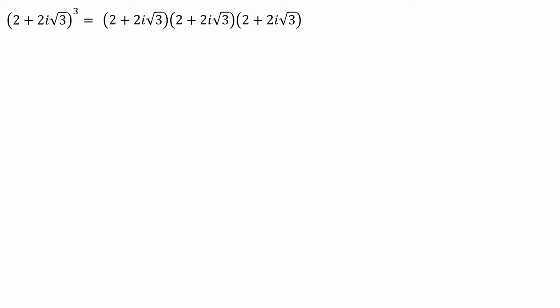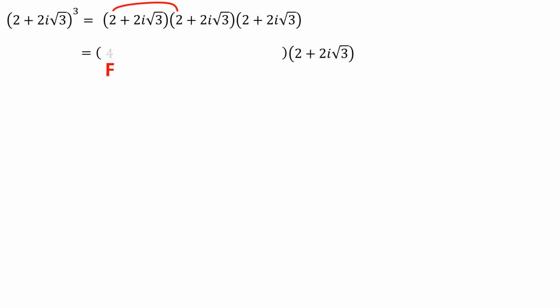Well, think about if we're just going to multiply plain old numbers. If I gave you 3 numbers to multiply, you would multiply the first 2 numbers together, get an answer, then multiply by the third number. So I have to do the same thing here. I'm going to multiply the first 2 together, and then after I figure out that answer, I'll multiply by the third one.